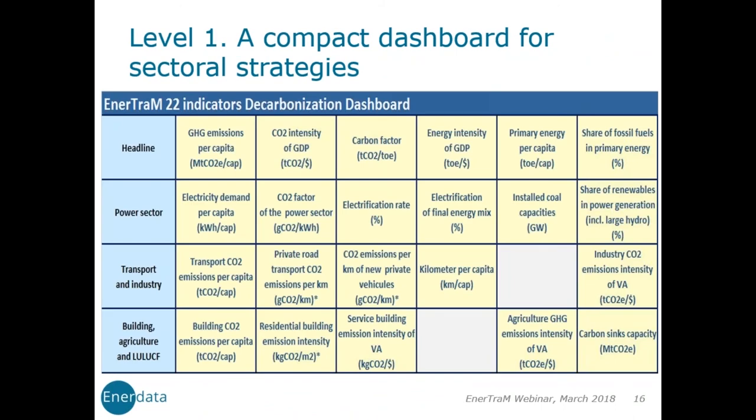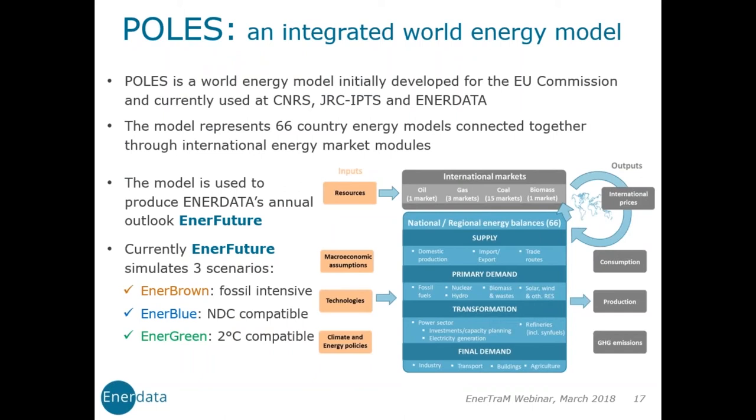This is an idea of what could be the different indicators in the compact dashboard. We have now about 22 indicators with headline or overview indicators on the top, and then indicators for each sector: the power sector, transport, industry, building, agriculture, and land use, land use change and forestry. And finally, for the methodology, a slide for a brief presentation of the POLES modeling system and the NF future scenarios.